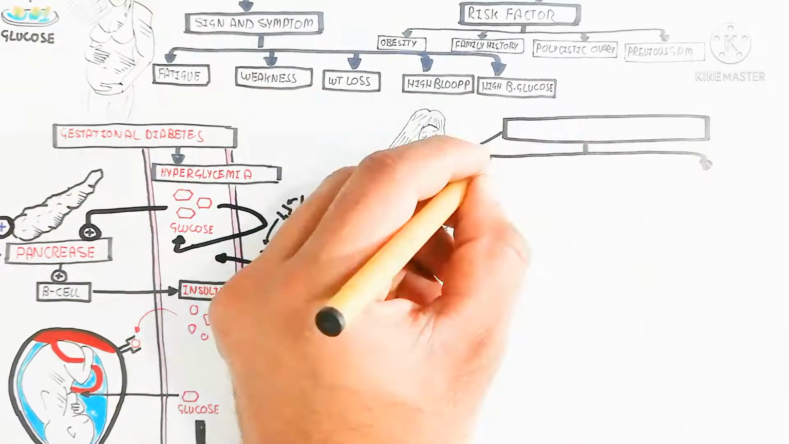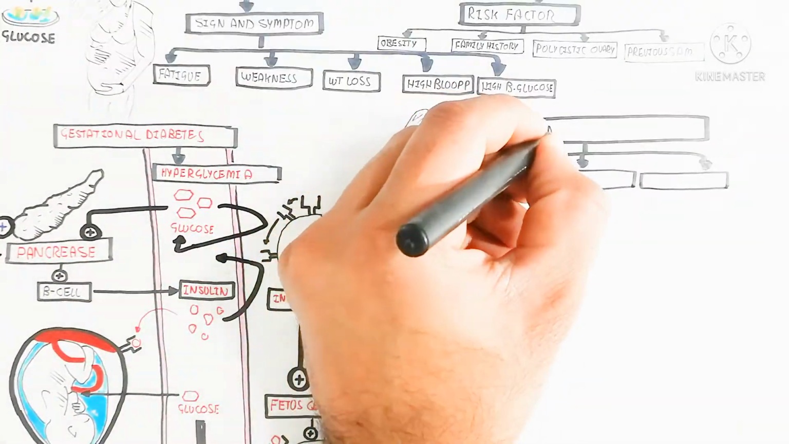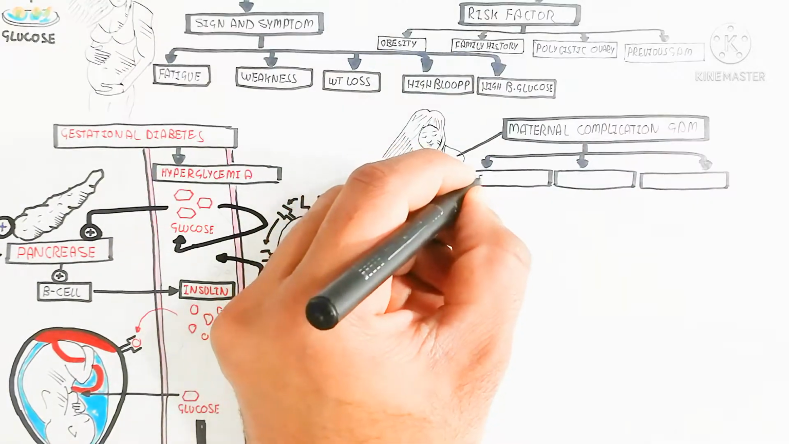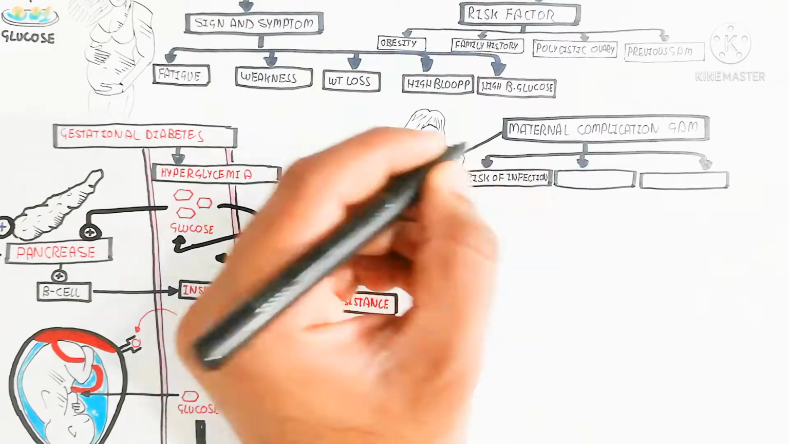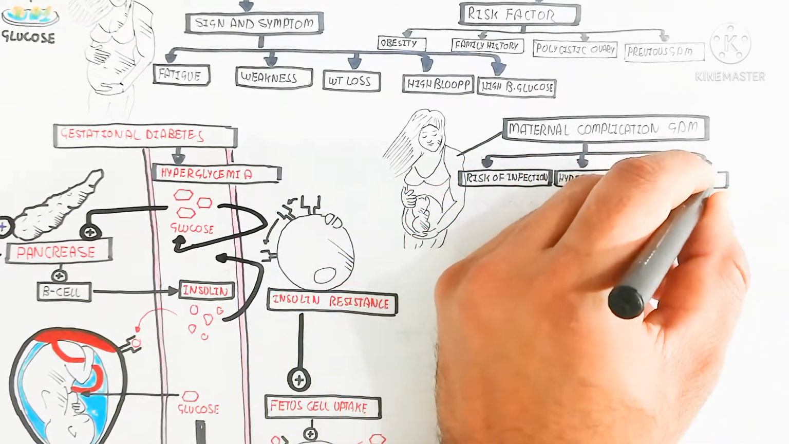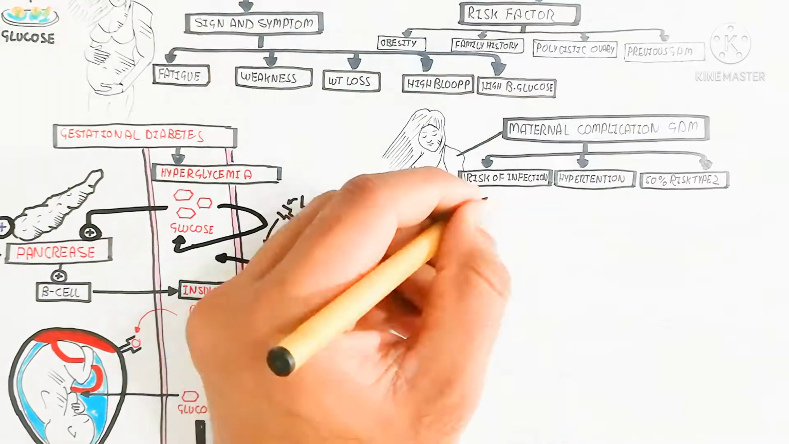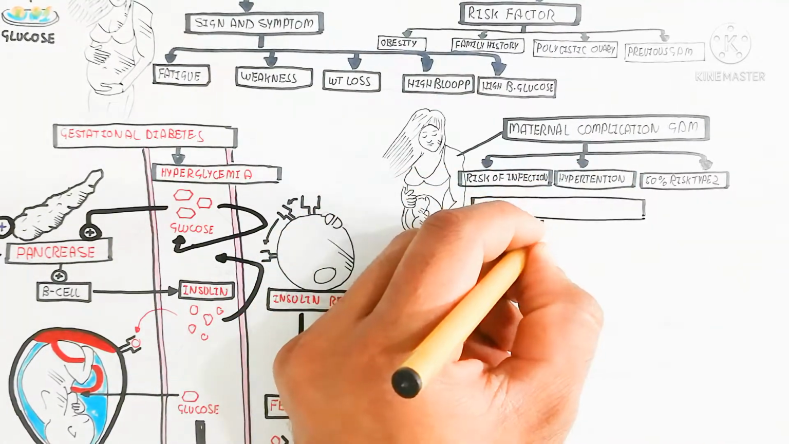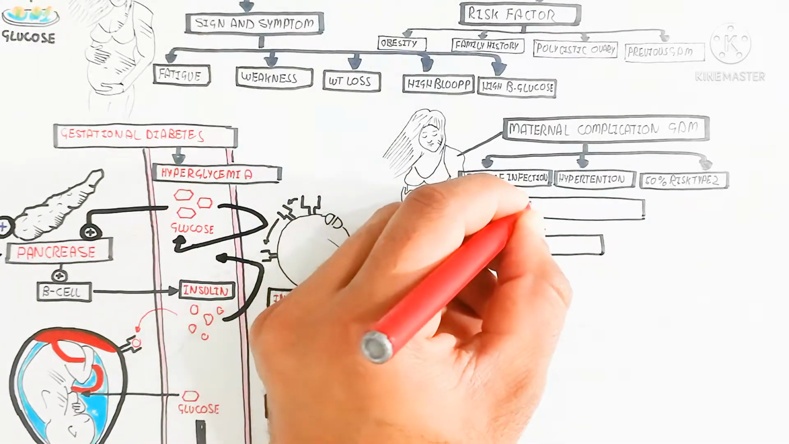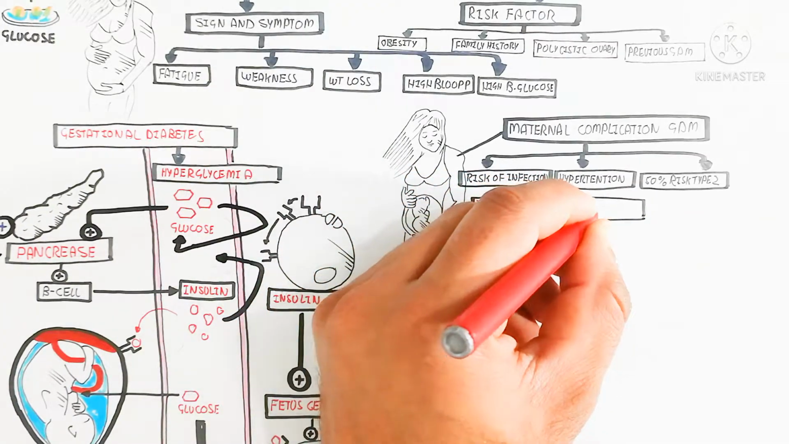So let's begin to understand the maternal complications. The maternal complications are the risk of infection, hypertension, and a 50% risk of type 2 diabetes, due to this diabetes mellitus. Gestational diabetes mellitus will lead to an increased 50% risk of type 2 diabetes.